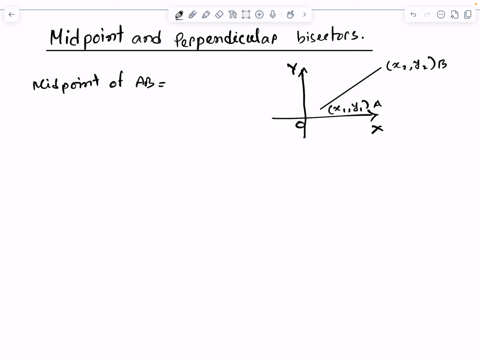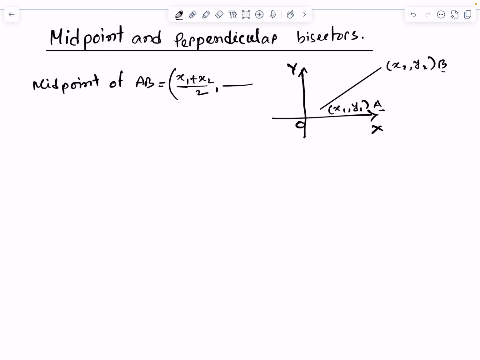So for finding the midpoint of straight line AB, we have to average the x and y coordinates of its endpoints. So there are two endpoints, the point A and point B. From point A, we have x coordinate x1, and in point B, we have x coordinate, which is x2. So what we have to do is average them.